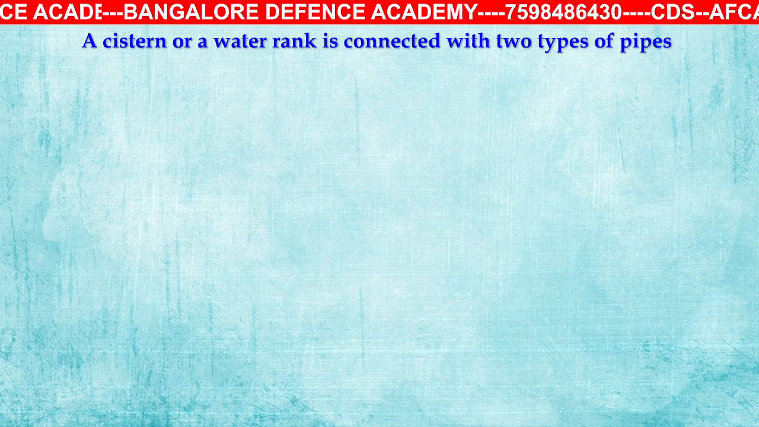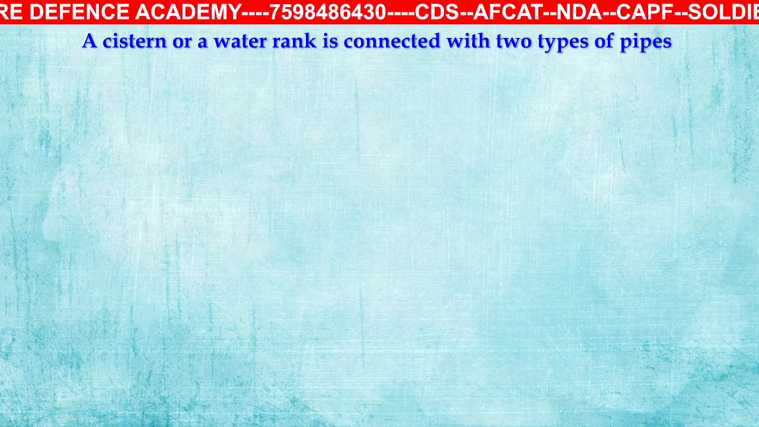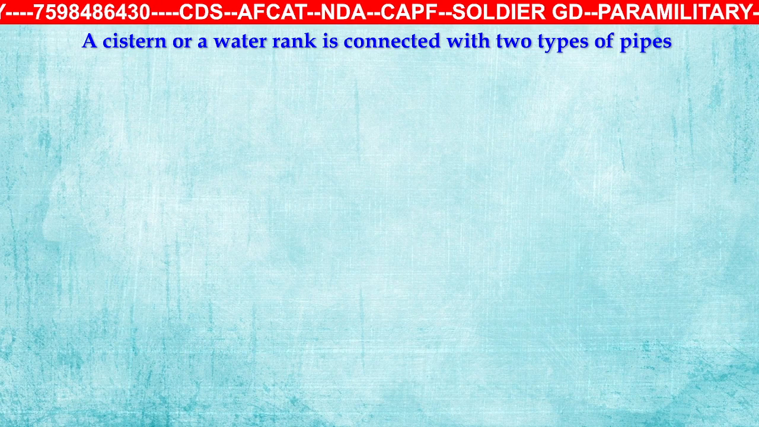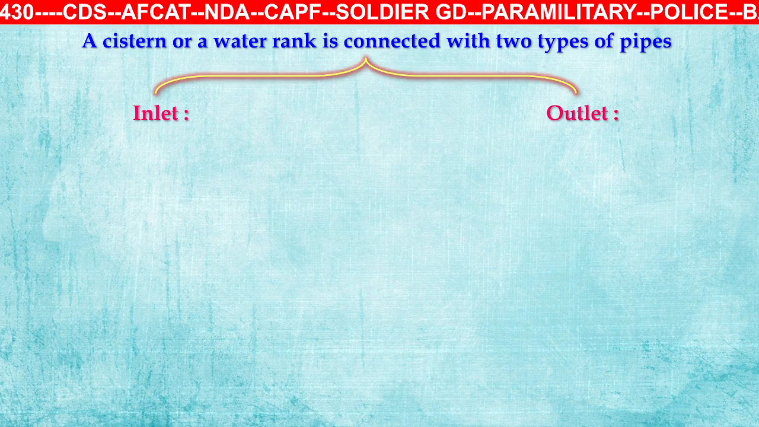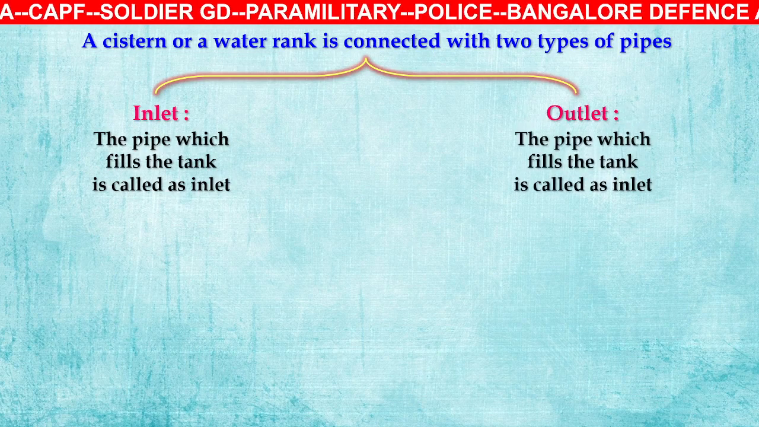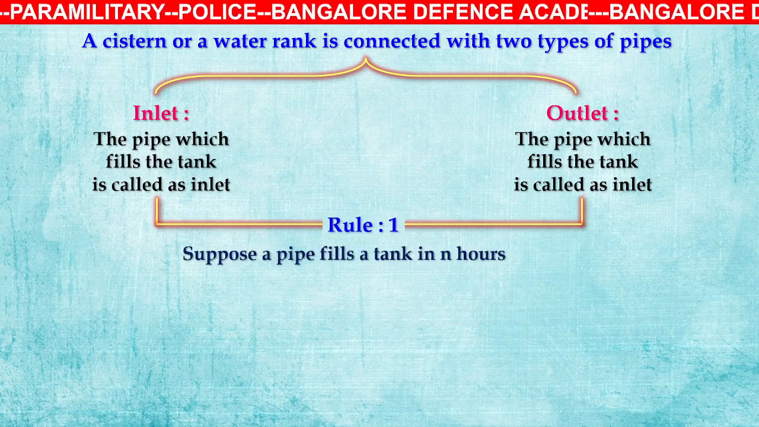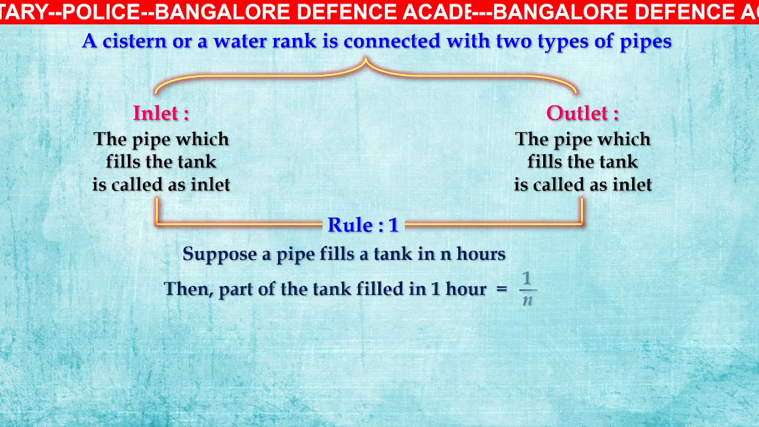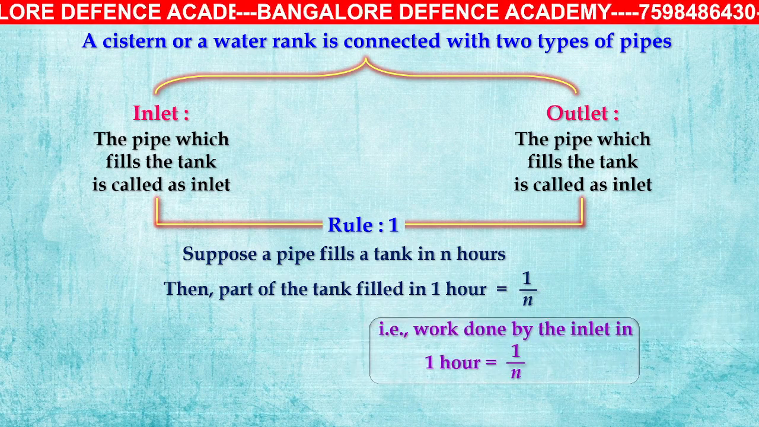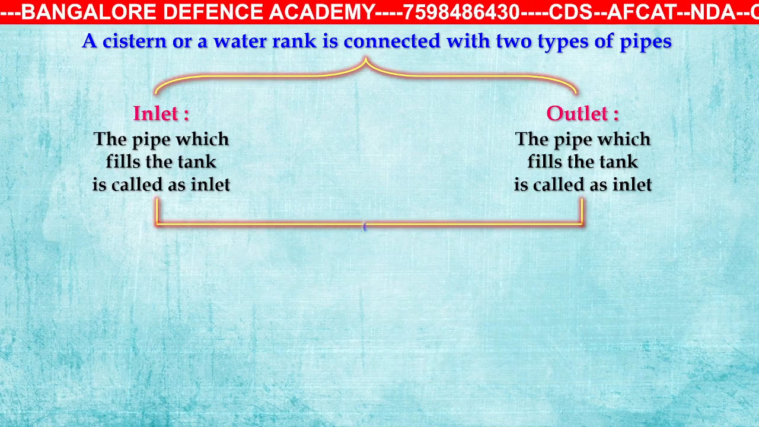Now there is another application of direct and inverse variation kind of questions, that is pipes and cistern. Both are the same, the logic is the same. A cistern or a water tank is connected with two pipes, for example inlet and outlet. The pipe which fills the tank is called an inlet, and the pipe which empties the tank is called an outlet. Now rule number 1. Suppose a pipe fills a tank in n hours. The part of the tank filled in 1 hour is 1 by n. So the work done in 1 hour is 1 by n. These are the basic rules that you have to understand.